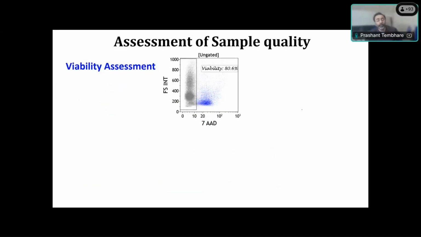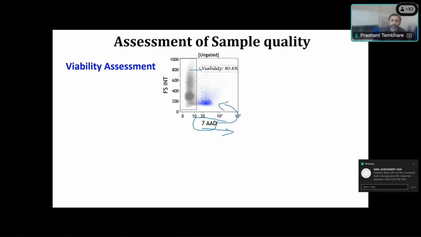Now I also mentioned that you can assess the quality of sample, where you can look at the viability, using a viability dye like 780. So 780 is the nuclear dye which binds to the DNA, and only the dead cells will take it up. So you can see the dead cells. There are 80% of cells which are not binding with the 780. These are viable cells, and the 20% are dead. So viability of sample is 80%.